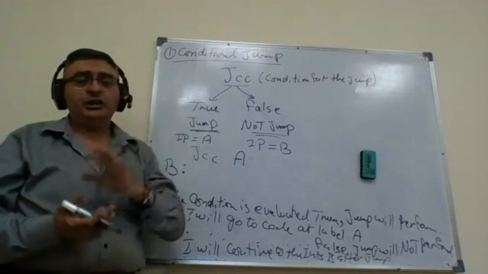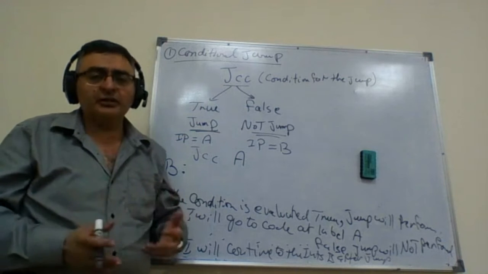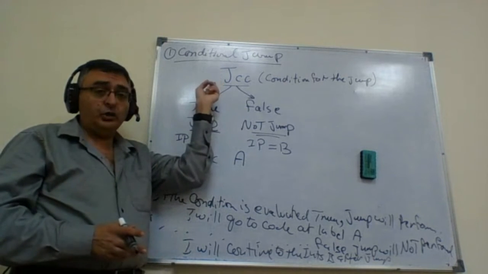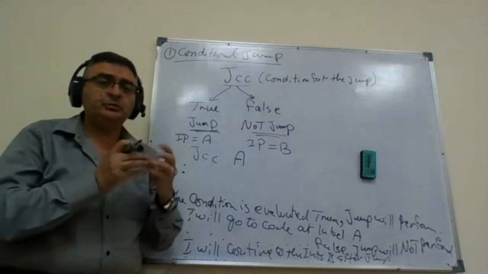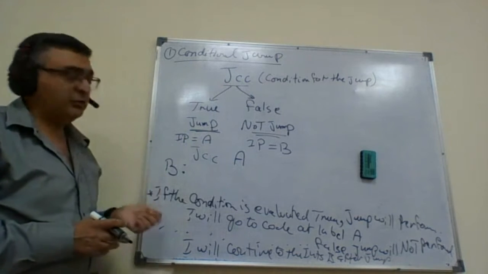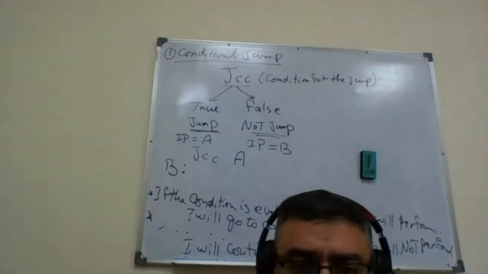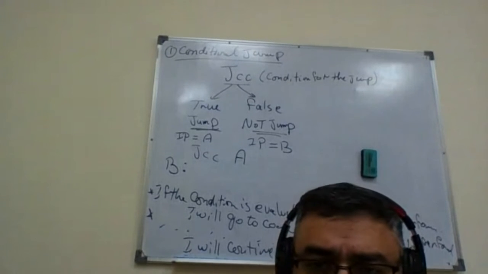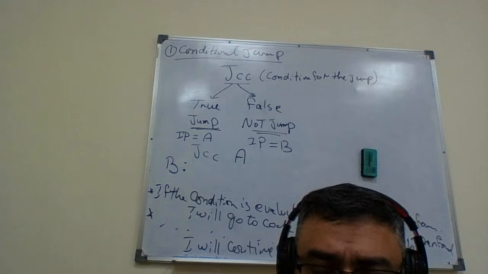Conditional jump actually is composed of many things. It involves other things. So before I call the jump, I have to make sure that I know which condition is to be checked. If the condition is evaluated true, I will go to A. If the condition is evaluated false, I will go to B. So let's go back to our slides to see the different conditions that we have.